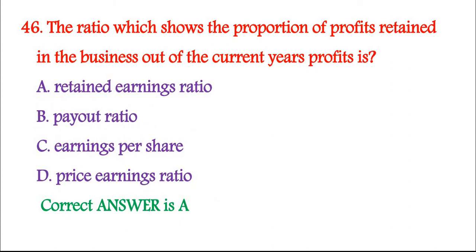46. The ratio which shows the proportion of profits retained in the business out of the current year's profits is: A. Retained earnings ratio. B. Payout ratio. C. Earnings per share. D. Price earnings ratio. Correct answer is A.